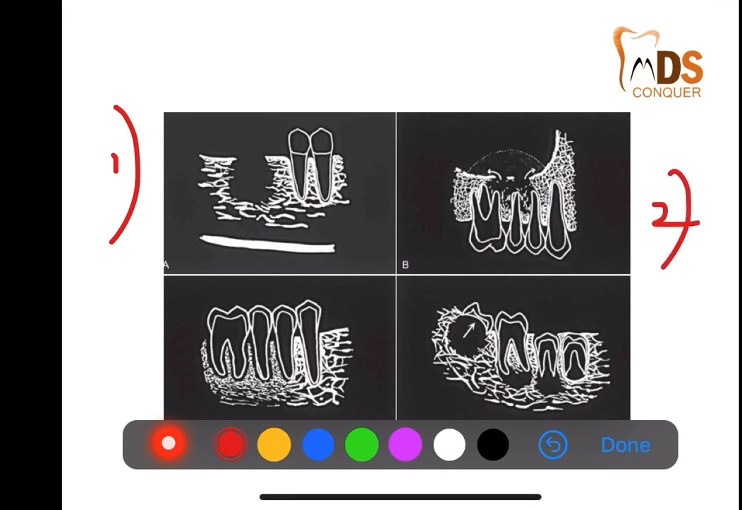Second one, destruction of the cortical plate and again perforating into the soft tissue, or means going into the soft tissue. Okay, so the third one is invasion of the tumor along the periodontal membrane space, causing irregular thickening of the space. So if you see the third one, it is invading into the periodontal ligament space and causing the irregular thickening of this space.